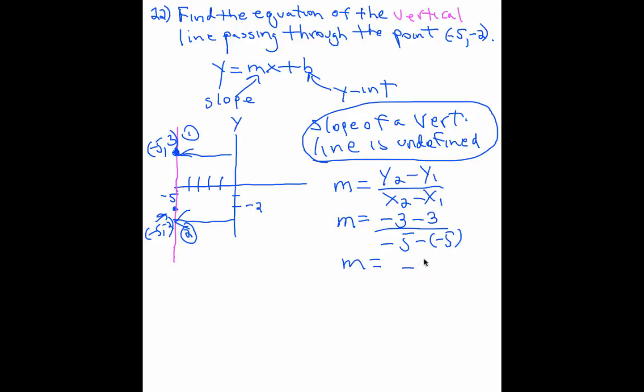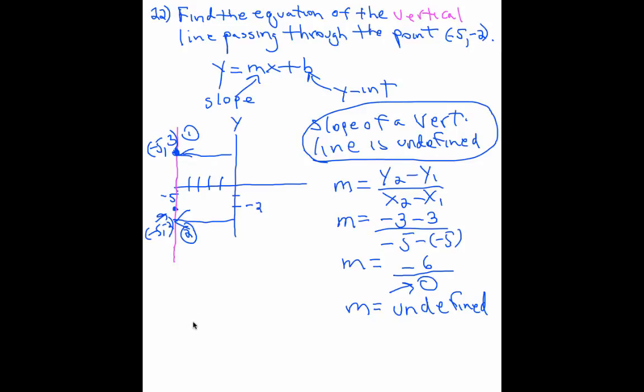In the numerator, you get negative 6, but in the denominator, you're going to get negative 5 plus a positive 5, or 0. So we get a 0 in the denominator. You cannot divide by 0. When we have 0 in the denominator of a fraction, we say that fraction is undefined. So there is no slope. So therefore, you cannot use the slope formula.